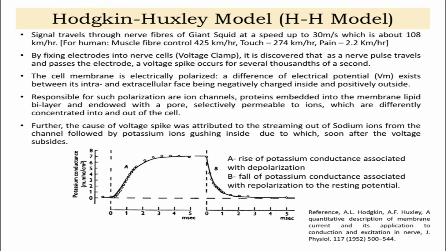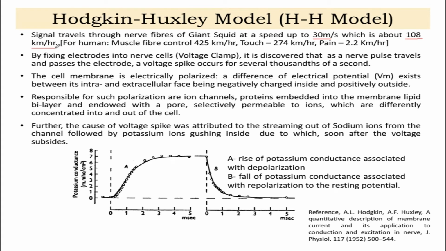Now let us look into the Hodgkin-Huxley model that has been developed based on the experiment on the giant squid axon. Now, what is the nerve speed in this particular case? Well, this is about 30 meters per second. So that is the kind of nerve speed, and that means it will be about 108 kilometers per hour. So something like a very high speed car or a very high speed train would have this kind of speed.